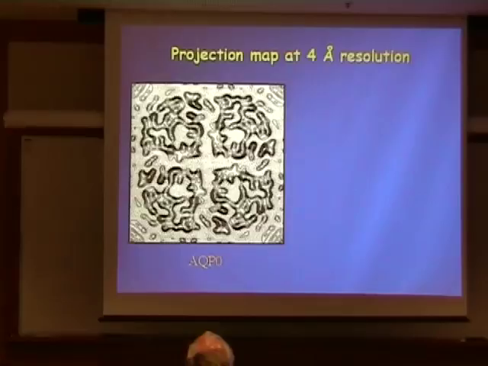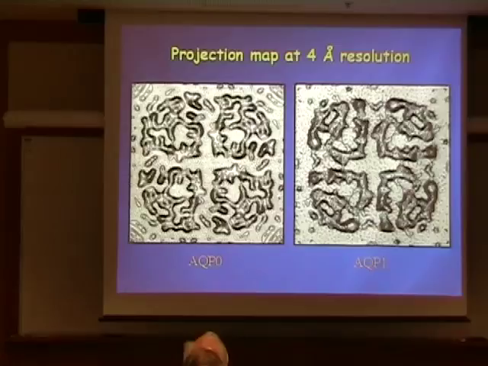Anyway. The reason we got depressed is because if we compare this projection map with the projection map of AQP1 at roughly the same resolution, you can match almost every density that we see in AQP0 with the density in AQP1. So it's a one-to-one match. And since we know that AQP1 is a single layer, we knew that we haven't gotten a membrane junction. So this is a single layer crystal. And at this point, we almost gave up.